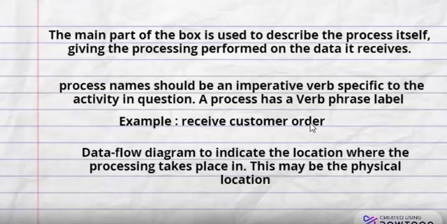The process name should be an imperative verb specific to the activity in question. A process has a verb phrase label. Example: receive customer order. The data flow diagram can indicate the location where the processing takes place. This may be a physical location.